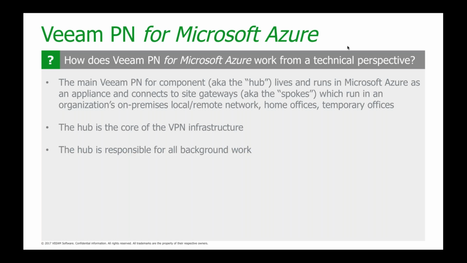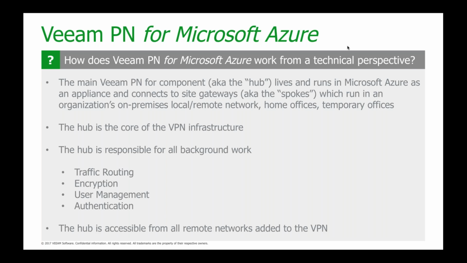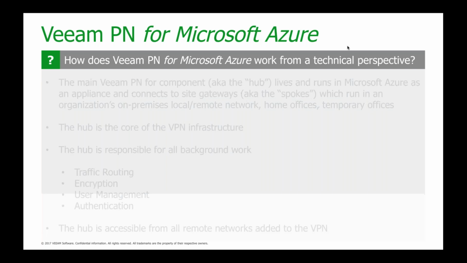The hub is the core of the VPN infrastructure, and it's responsible for all the background work, which includes the traffic routing, the encryption, the user management, and the authentication. The hub is supposed to be accessible from all remote networks added to the VPN. That is to say that every site that you connect and configure to the hub is accessible either from the remote location, or if an end user is coming in and connecting through to the hub, they have access to all of those sites.